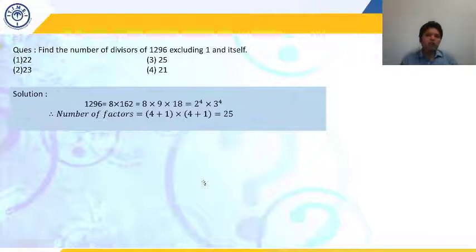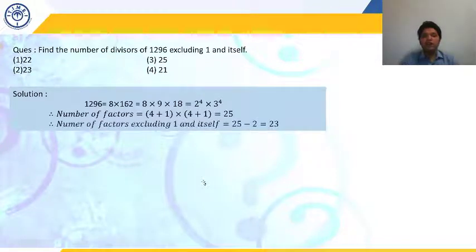So the total number of factors or the total number of divisors of 1296 is 25. But what has been asked in the question is the number of divisors or factors of 1296 excluding 1 and itself. So excluding 1 and itself means we have to subtract 2 from this 25. So the answer is 25 minus 2, 23. Because in these 25 factors, 1 and 1296 are also present, we need to subtract those from 25. So 25 minus 2, the answer is 23. I hope most of you have got the right answer.